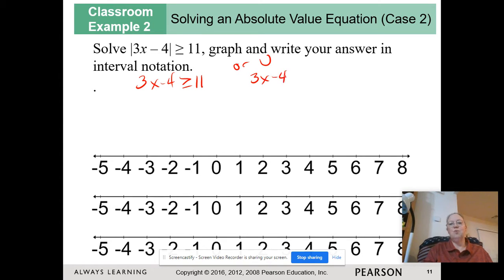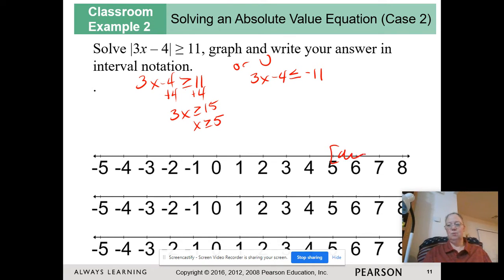3x minus 4, we have to reverse the symbol, and we have to reverse the sign of the 11. So we've got to reverse this, we've got to reverse that, okay? So we're going to add 4. We have 3x is greater than or equal to 15, or x is greater than or equal to 5.